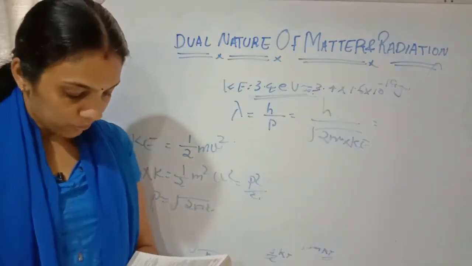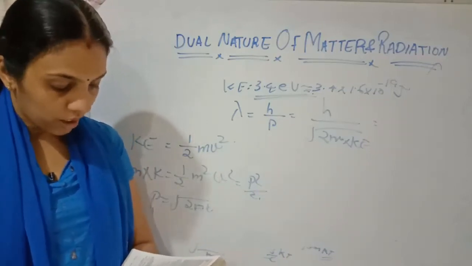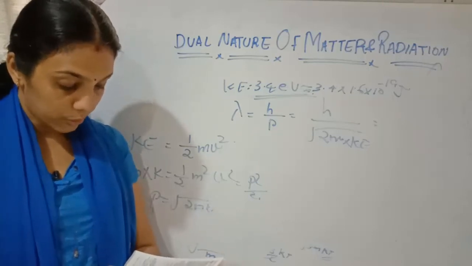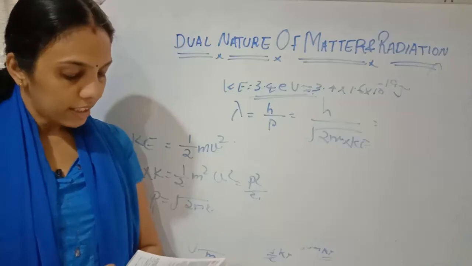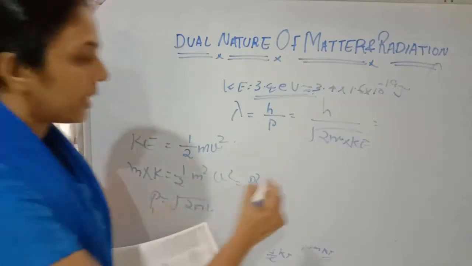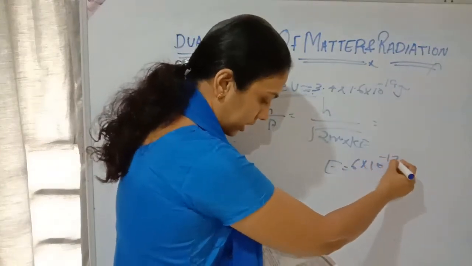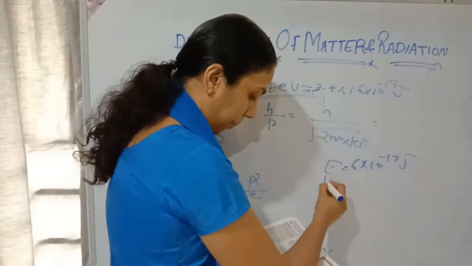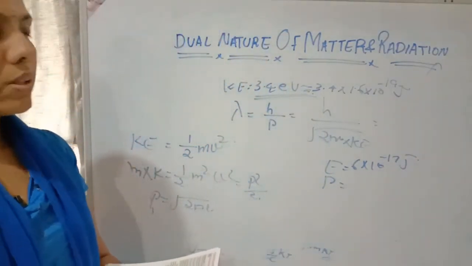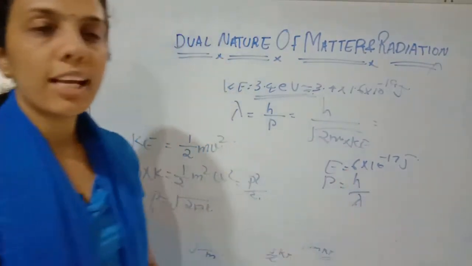Okay, I'll tell you one more question. The wavelength of a moving electron has the same value as that of a photon having energy 6 into 10 to the power minus 17 joule. So energy is given, 6 into 10 to the power minus 17 joule, and we need to calculate the momentum. Momentum, what is the formula? Lambda equals h by p, so p will be equal to h by lambda.